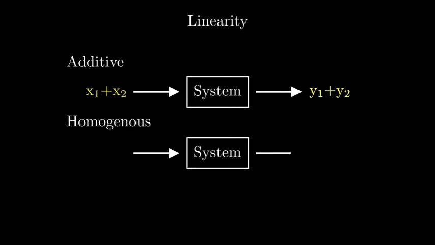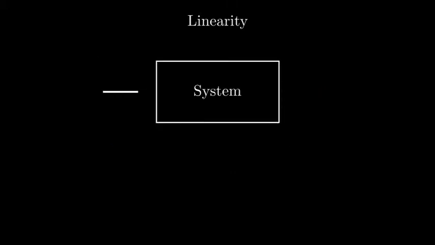Let's go to homogeneous. Suppose we have x as input and corresponding output y. If we scale the input with a, so we have ax, and we get ay, then the system is said to be homogeneous. Combining these two ideas, a system which is additive and homogeneous is said to be linear. So we have ax1 plus bx2, and when we pass it through the system, we have ay1 plus by2.